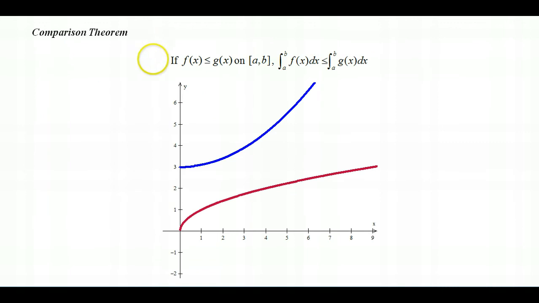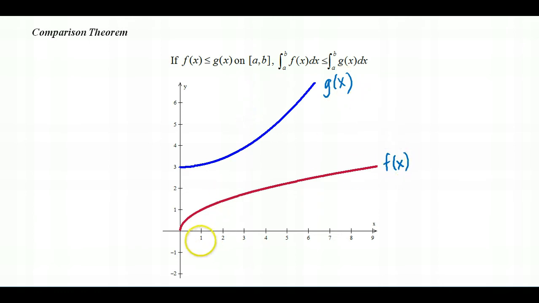The comparison theorem. So if we have two functions, f of x and g of x, and f of x is always less than or equal to g of x on some closed interval from a to b, so that means that f of x is below g of x on this interval, then the integral from a to b of f of x dx must be less than or equal to the integral from a to b of g of x dx. So in this picture shown here, the blue graph would have to be my g of x function, and the red graph would have to be my f of x function, because g of x has to be above f of x.